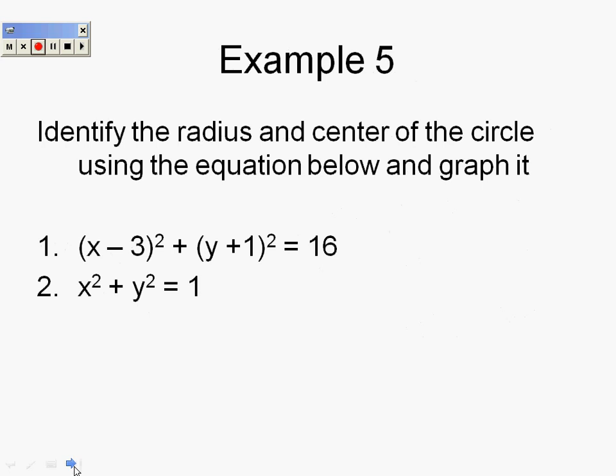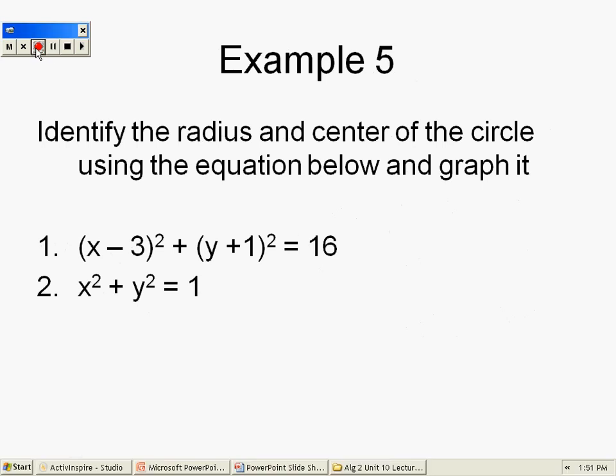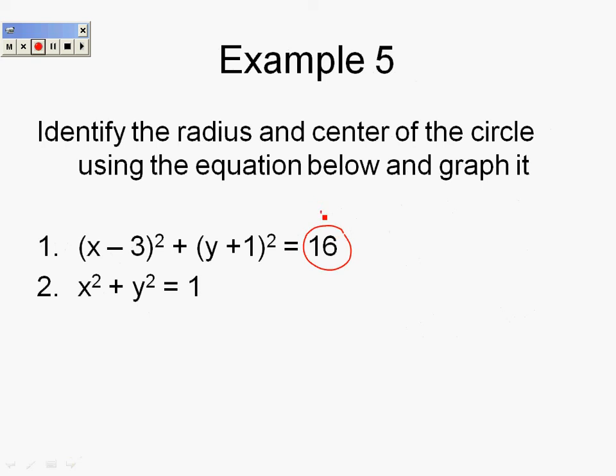Go ahead and write down your directions in number 1, please. Identify the radius and the center. So what number up there is going to help me find my radius? The 16. Now that's not r though, that's r squared. So if r squared equals 16, I can find r by square rooting, and I get r equals 4. So my radius is 4.